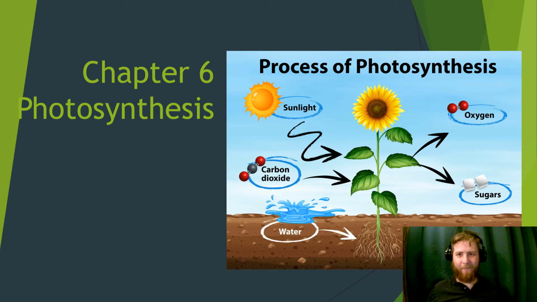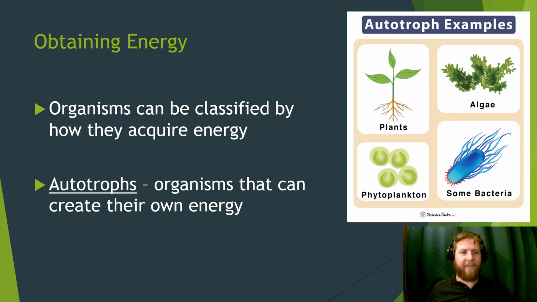Let's jump right in. So we need to talk about how organisms obtain energy, because we've talked about things use metabolism and things use homeostasis. Both of those things require the input of energy. So we can classify organisms by how they acquire energy. And the first classification is an autotroph. And autotrophs are things that create their own energy. They make it themselves. These are things like plants and algae.